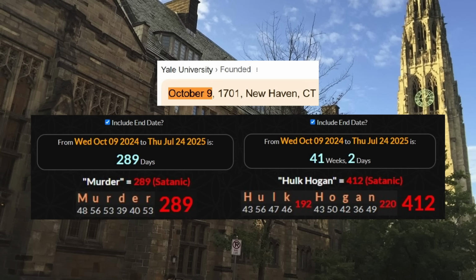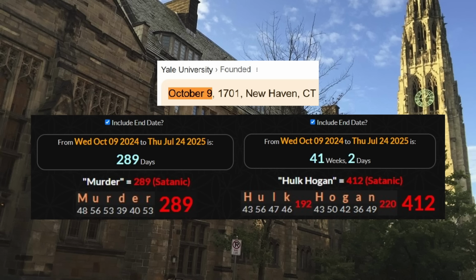Right? Because even if we take Yale University, let's look at the span of days between Yale University and Hulk Hogan. Hulk Hogan died on the 289th day of Yale University's anniversary, just like murder equals 289 in Satanic. 289 days translates to 41 weeks and 2 days, right? So in other words, he died on the 41st week and the second day of Yale University's anniversary.